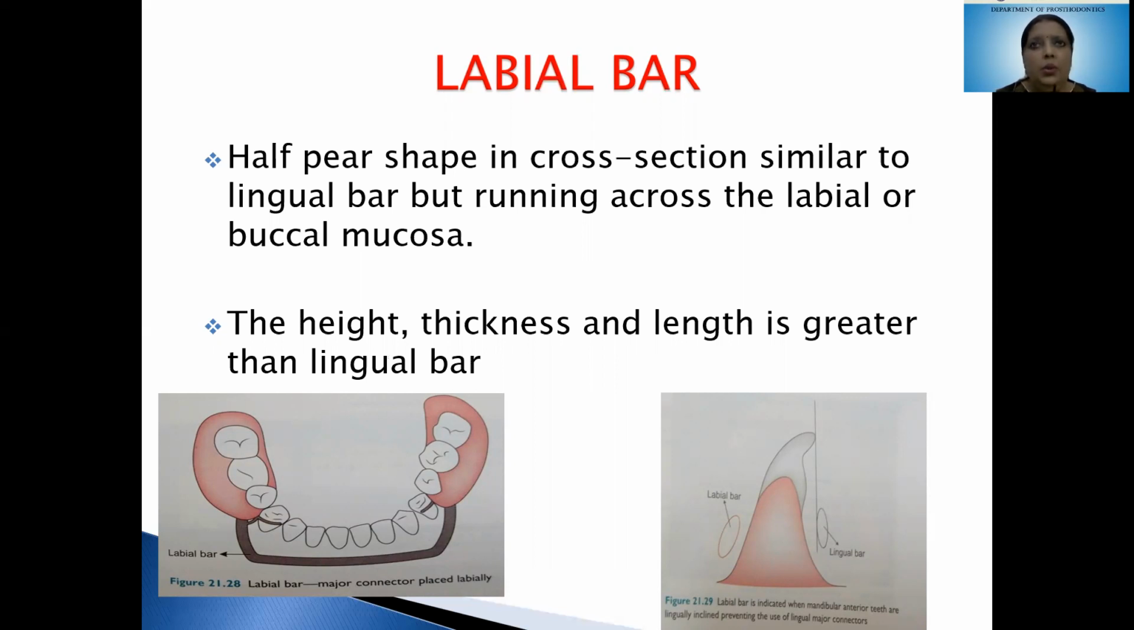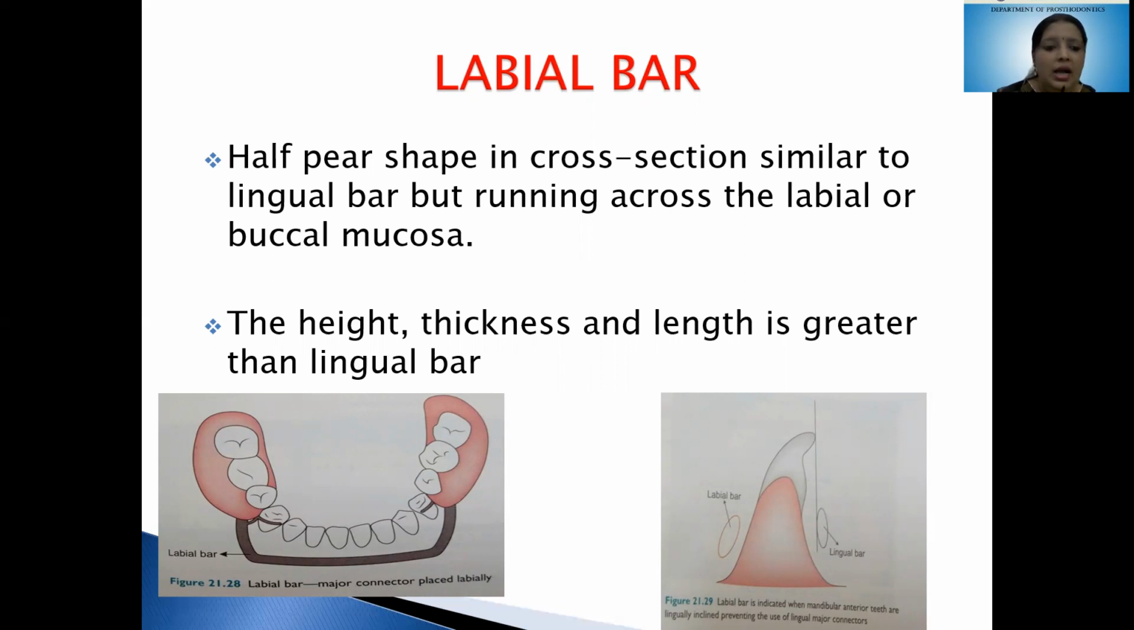It is given only when the lower anterior teeth are so lingually inclined or tilted, or lingually there are some bony deformities that a lingual bar or a lingual plate cannot be given. This is done only when you cannot give a major connector in the lingual aspect. Usually done in surgical cases only.